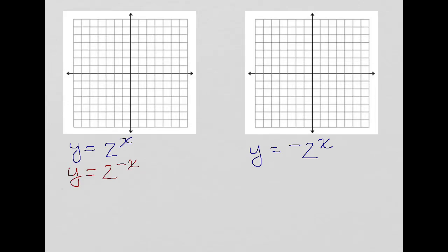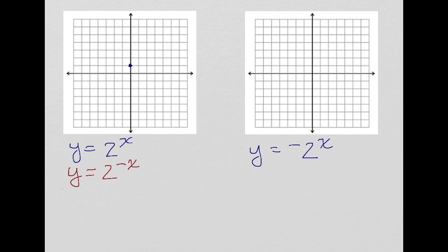Let's graph some exponential functions using transformations. We know what the general shape of an exponential function is. I have y equals 2 to the x. When x is 0, 2 to the 0 power is 1, so I'm going to have a point at (0, 1). There it is, almost. We're going to go up quickly to the right.